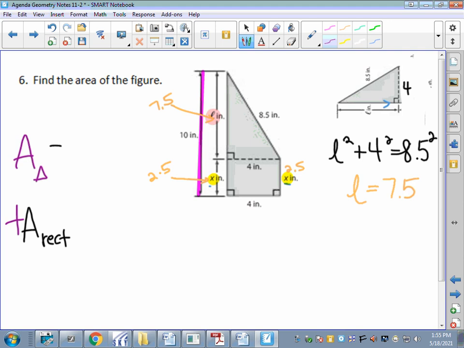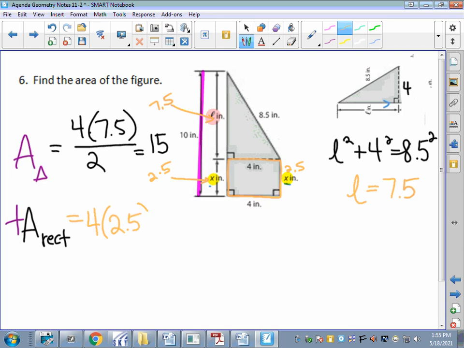So the area of the triangle would be, what, base times height, so 4 times 7.5. I'll put that in parentheses so the dots don't mix up. All divided by 2. So I think that's going to be about 15. Area of the rectangle, this guy right here, is going to just be a simple 4 times 2.5. No dividing by 2 in that one, so that's a 10. So the area of the whole shape is going to be 15 plus 10, or 25 square inches.